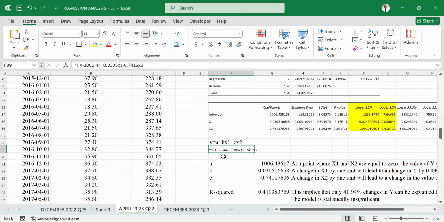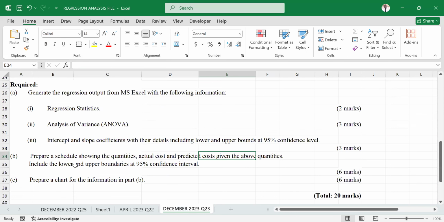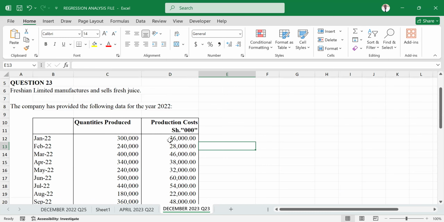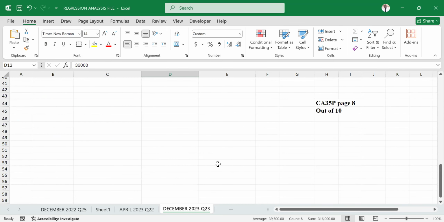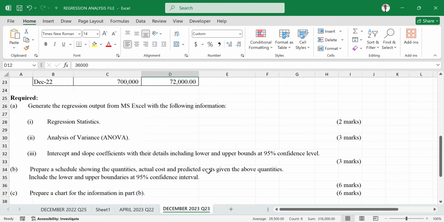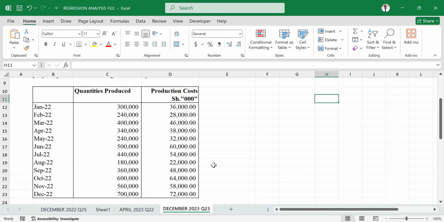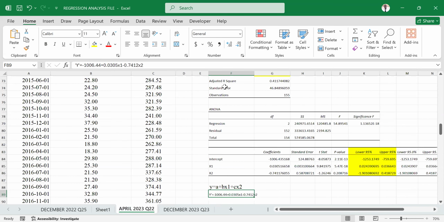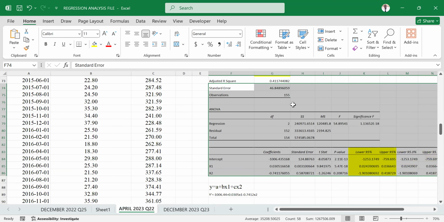From here, this now gives you the estimated cost. You just need to make sure you follow what the examiner wants, so that you come up with this data of quantity on the left side. Then you have a table, then you have actual cost. Actual cost is what you are given in the question. You see this production cost, those are the actual figures. Quantity is also given. Then you come up with a predicted cost. Predicted cost is what you get from the output. If you run a regression analysis of this, the output will appear like this, though the figures will be different because of the data you're running on.